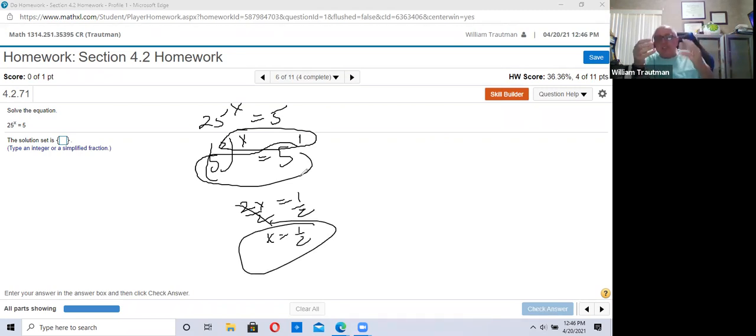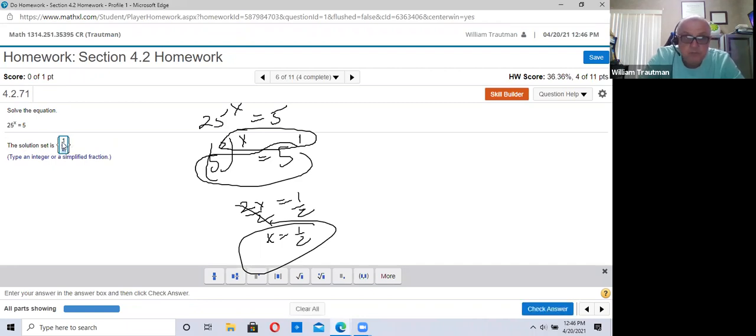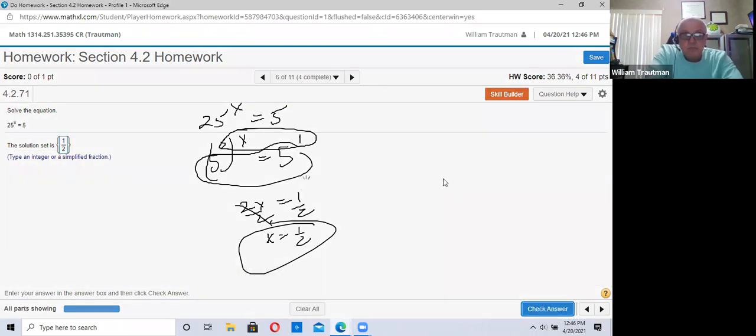Once the bases are the same, then the powers have to equal each other. You have to try to make the bases the same. And the answer is 1/2.